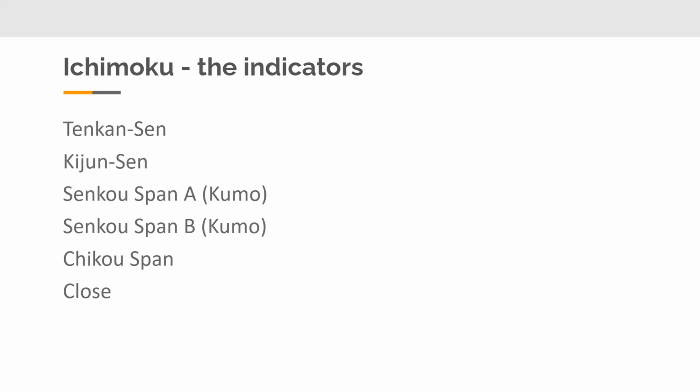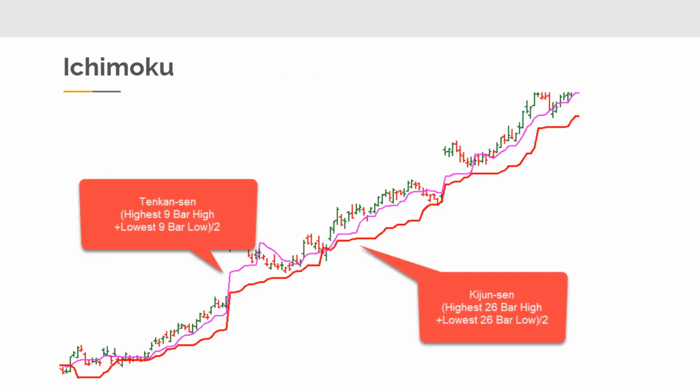And so what I'm going to do is we'll talk about the indicators. And right here you can see there's exactly 6 of them. There's the Tenkan-san, the Kijun-san, the Kumo, which is made of the Senkou span A and the Senkou span B, and the difference between them, the Chikou span and the close. So let's go ahead and start with the Tenkan-san.